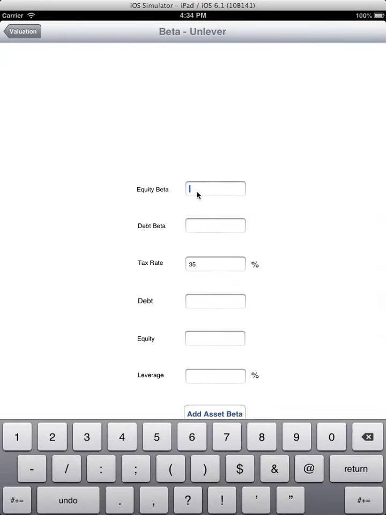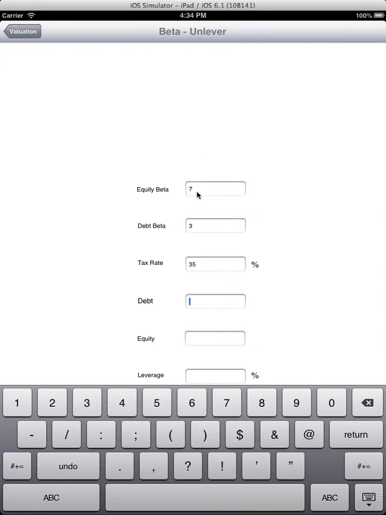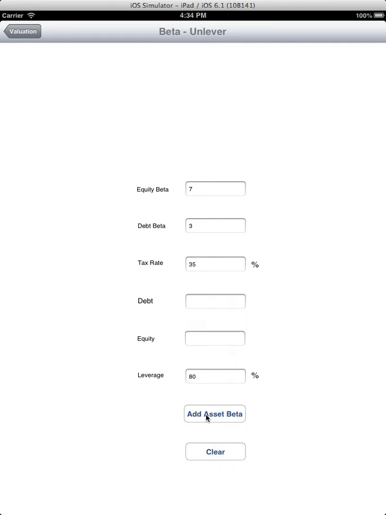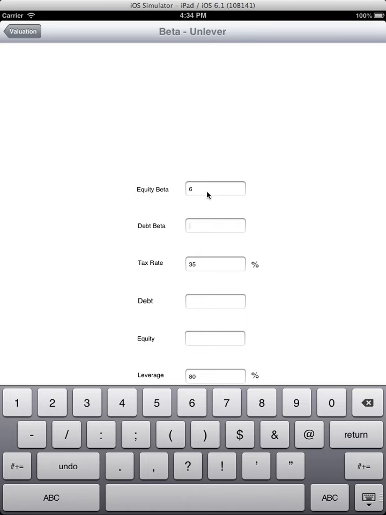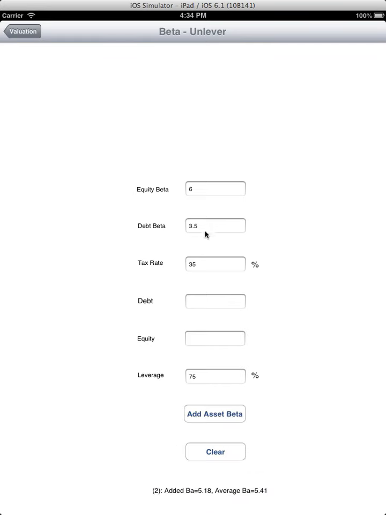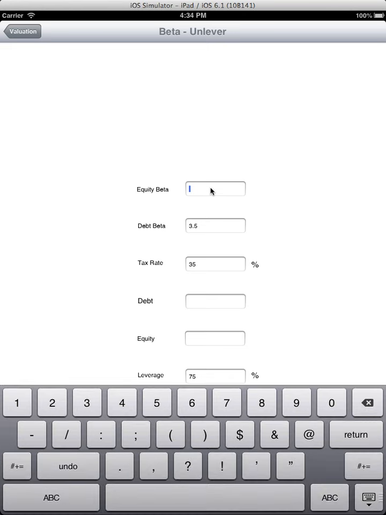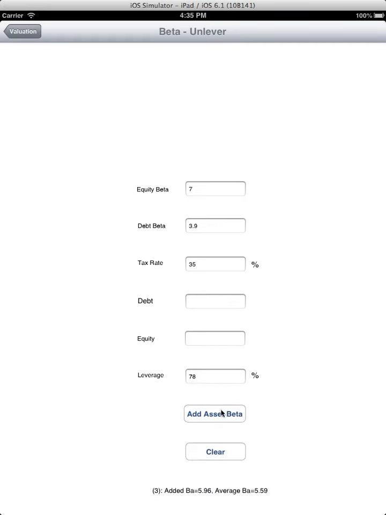Now, unlevering beta. Say we have the equity beta of several companies, and the tax rate, say the default 35%. We can supply debt or equity or leverage, say 80% in this case. We are adding the asset beta. Say this is 3.5, and leverage is 75%, and we added that. So that's what became the asset beta. Another is 7, another is 3.9. Say here it is 78%, and we added that. So this is the average asset beta.